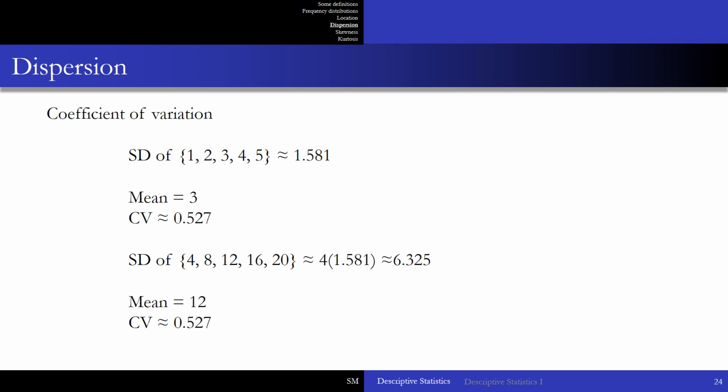Okay, so the standard deviation is going to be 4 times 1.581, which is equal to 6.324. The mean of these observations is 12. If we divide 6.325 by 12, we get the coefficient of variation, which is approximately 0.527. So the coefficient of variation for both of these sets of numbers is basically the same.